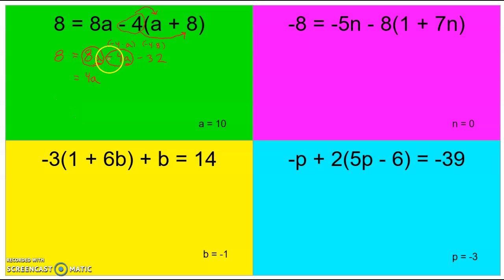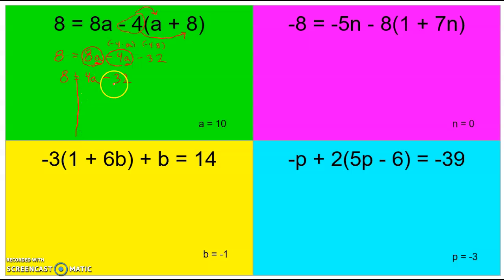You've got 8 positives, 4 negatives. 8 minus 4 is 4. Everything else we just rewrite, because we didn't do anything to the other numbers. Okay? So now our equation is in its simplest form. We simplified it. Now what we need to do is draw a line and solve for a.